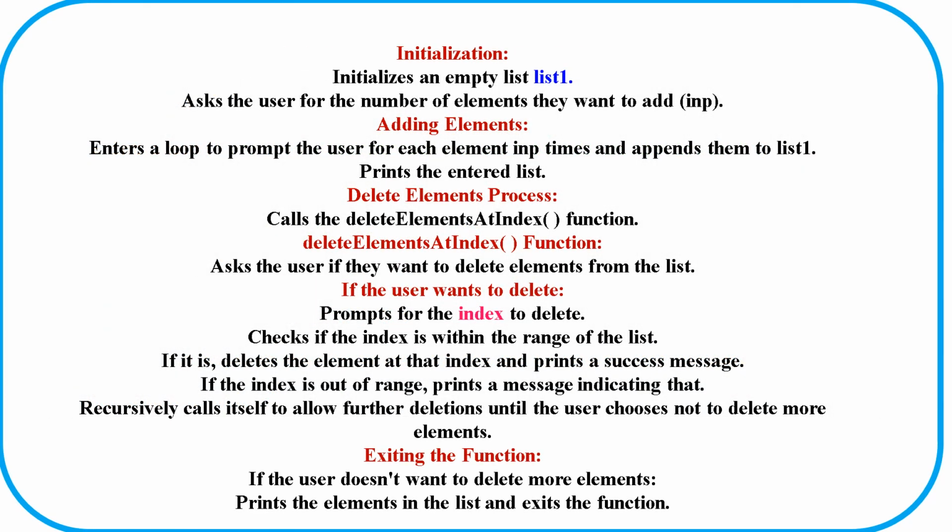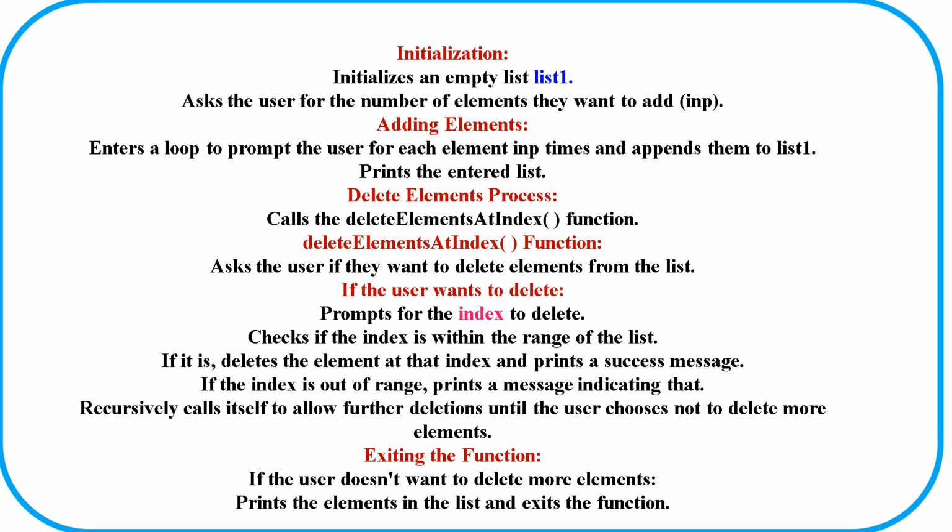Let's see the visualization of the question 8 subdivision B code, how it works. Initialization. Initializes an empty list, list1. Asks the user for the number of elements they want to add, imp. Adding elements. Enters a loop to prompt the user for each element imp times and appends them to list1. Prints the entered list. Delete elements process. Calls the delete elements at index function.